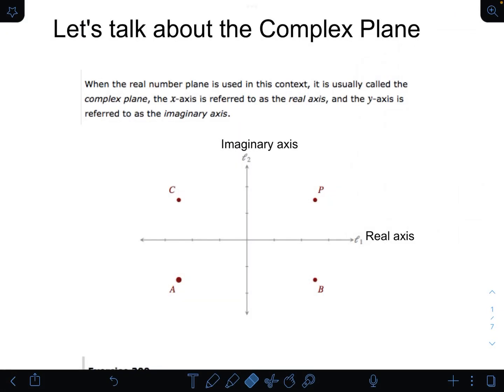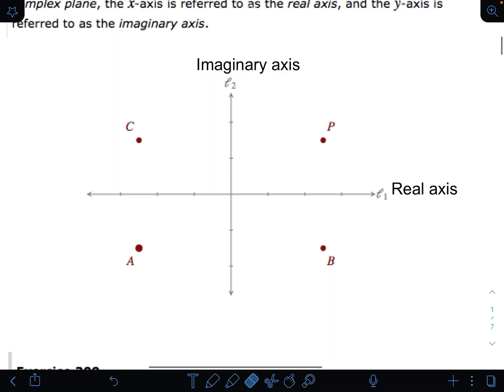Today I want to talk to you about the complex plane. The complex plane is going to look a lot like what you've called a Cartesian coordinate plane, where it has that x and y axis. Except now the x-axis is going to be for the real numbers, and the y-axis will be for your imaginary numbers.